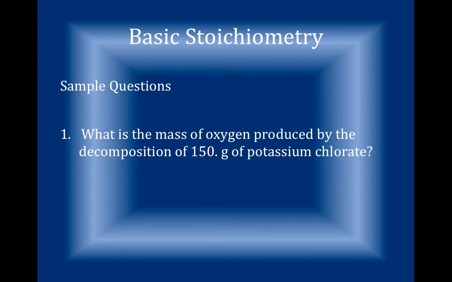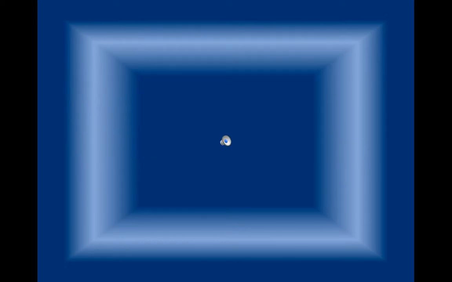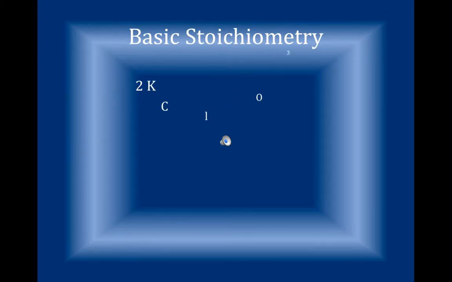So we've got 150 grams of potassium chlorate. It's breaking down, and we're interested in the oxygen. So we're going to need to start with a balanced chemical equation, and then we're going to write out our information. There's our balanced chemical equation: 2 to 3. Now some of you are going to say, what if I put down 1 and 1 and 1.5? It'll still work out the same. So it doesn't matter as long as it's balanced.